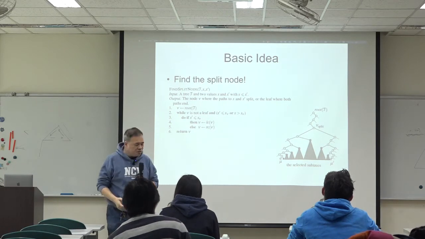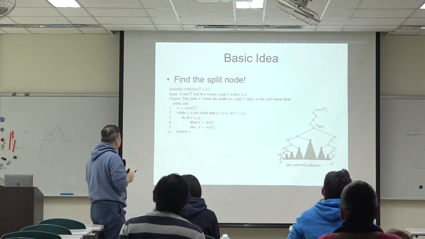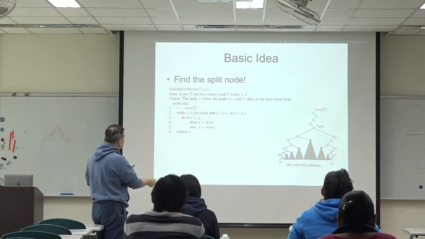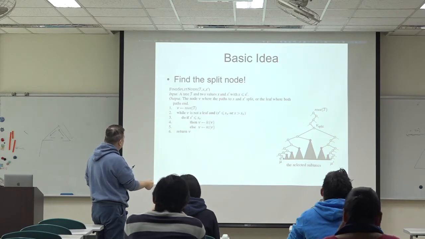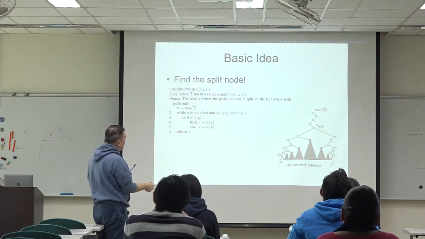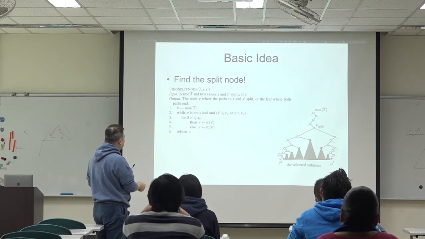We have a subroutine to search for the split node. The idea is very simple. We have a tree and two values, x and x prime. x is the lower bound, x prime is the upper bound for the search range. We want to output the node v where the paths to x and x prime split, or the leaf where both paths end.